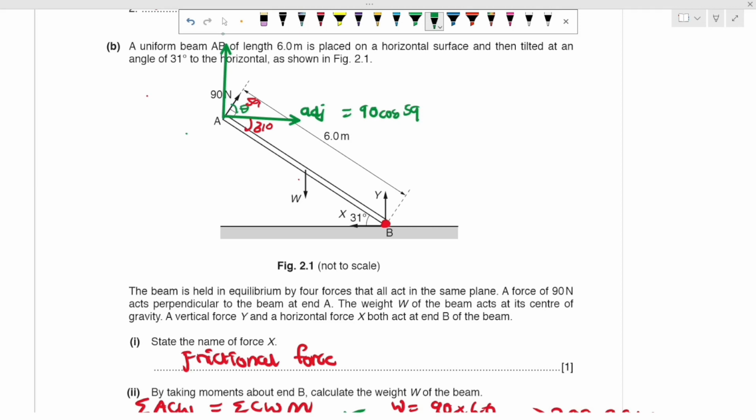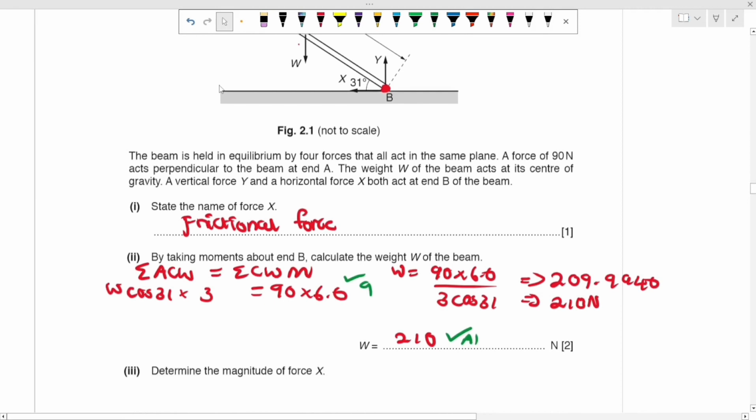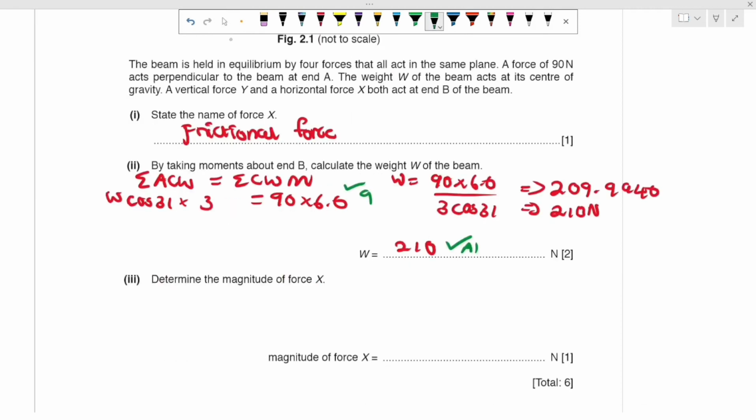So I said this is a Z angle, 31 here, 31 there. But this is a 90 degree angle, so 90 minus 31 is 59. But this is the adjacent of this angle, right? We have 90, we have the adjacent, so this will be 90 cos 59. So my value of X will simply be equal to 90 cos 59. So the value of X will simply be 46 newtons if we round it off to 2 SF.